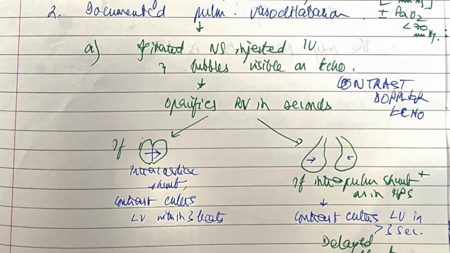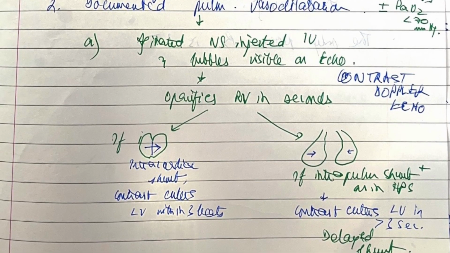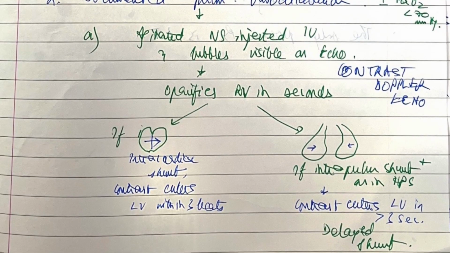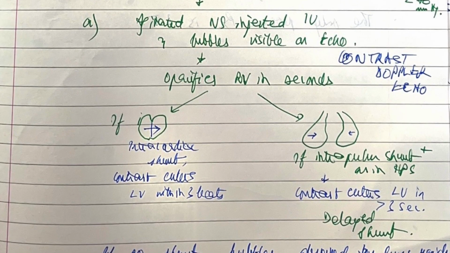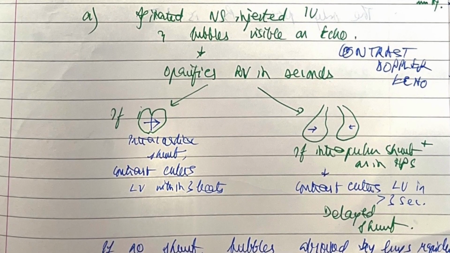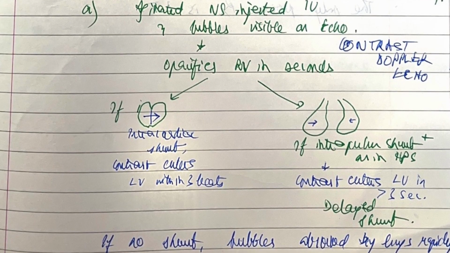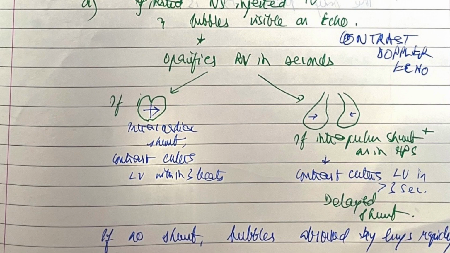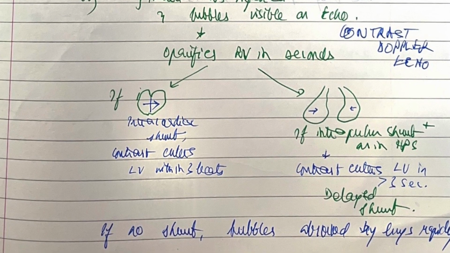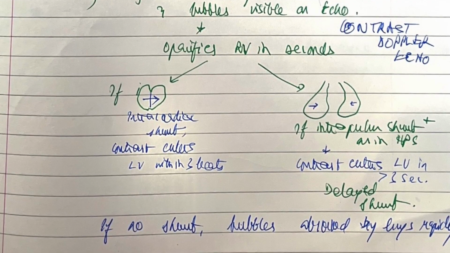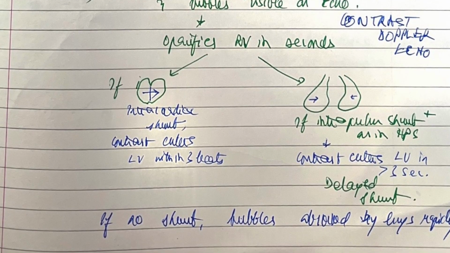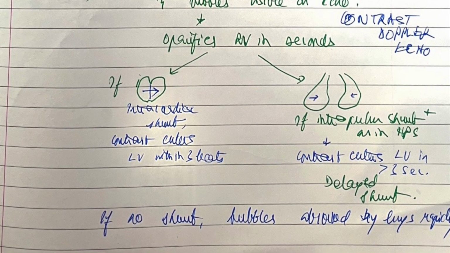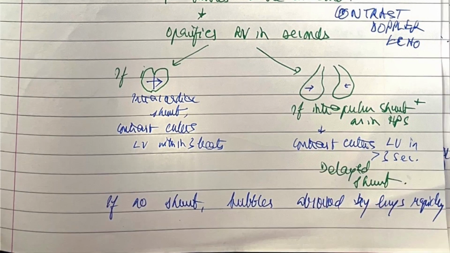Agitated saline is injected IV and bubbles will be visible on a contrast Doppler echo. And where do we find the opacification? In the right ventricle within seconds. If there is an intracardiac shunt, the contrast enters the left ventricle within 3 heartbeats or 3 cardiac cycles. But if there is an intrapulmonary shunt, which is diagnostic of HPS, contrast enters the left ventricle in more than 3 cardiac cycles. So that's called a delayed shunt. If there is no shunt, the bubbles are absorbed by the lungs rapidly.